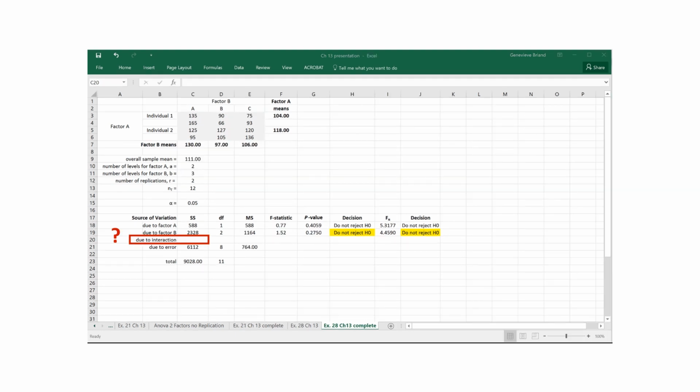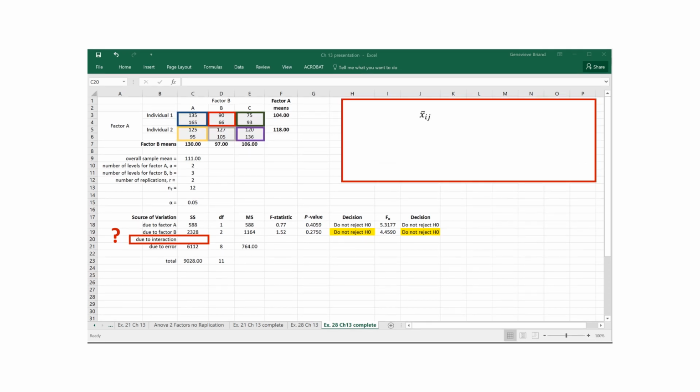Next, sum of squares due to interaction between factor A and factor B. First, we compute an average for each group of data characterized by a given level of factor A and a given level of factor B. So we outlined those groups here on the screen. We're looking at the deviation of each of those means from the overall mean, so that only comes from the interaction effect of factor A and factor B.